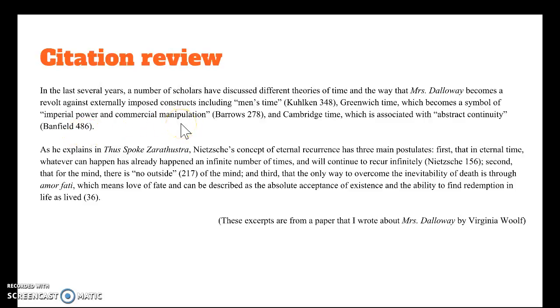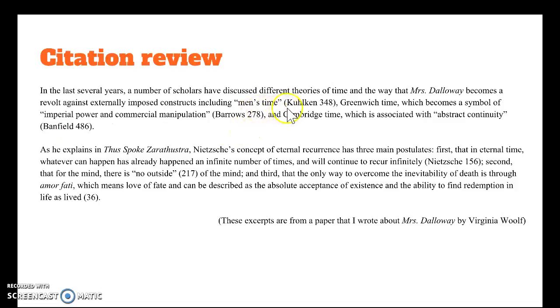So, as you can see, this particular sentence was early in my paper, and it may have even been part of my thesis, or some part of the explanation of my thesis, like maybe my background information section. Here I am talking about the issue of time in this book, and I'm saying scholars have given 3 different perspectives on this, and they're all different. Men's time from Culkin, Greenwich time from Barrows, and Cambridge time from Banfield.